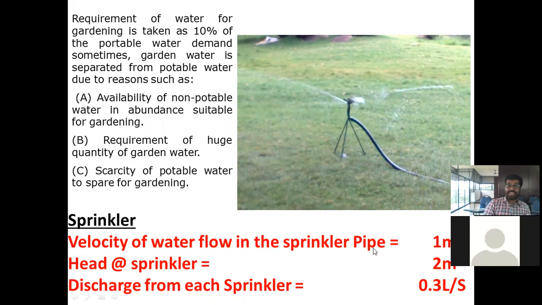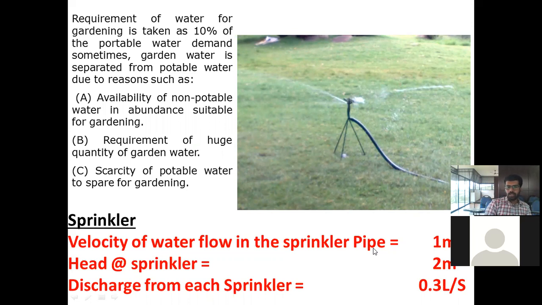Next one, the head, or the pressure required at the sprinkler, should be 2 meters. The head required at the sprinkler, which means there are a lot of sprinklers, at the farthest part, the longest part, the end sprinkler, should be at least 2 meters. At the farthest point, that sprinkler should have at least 2 meter head.